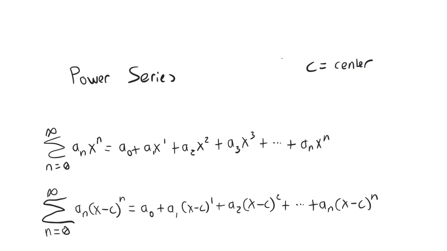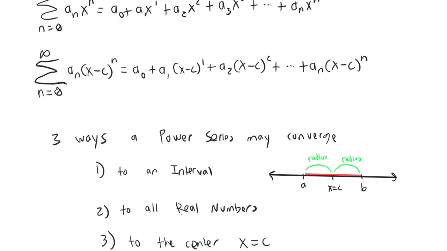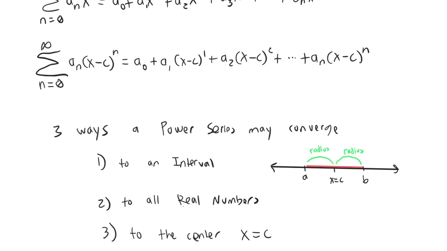Now, the domain of a power series is the set of all x values for which the power series converges, okay? So I'll say that again. The domain of a power series is the set of all x values for which the power series converges. I think as we proceed, that's going to be a little bit more clear. It is the case that the center will always be part of the domain. So let's look at three ways a power series might converge.